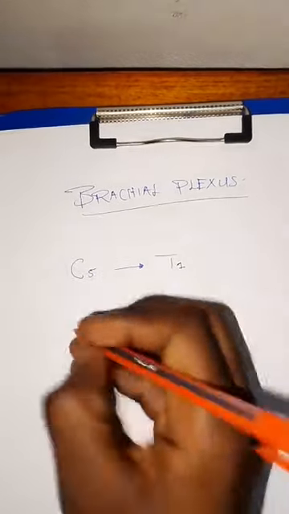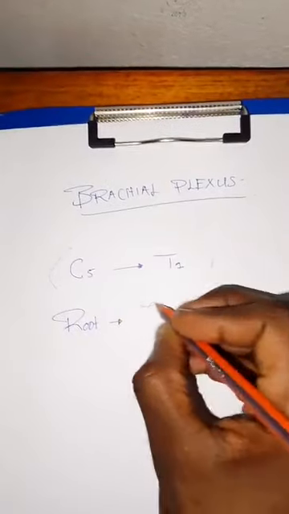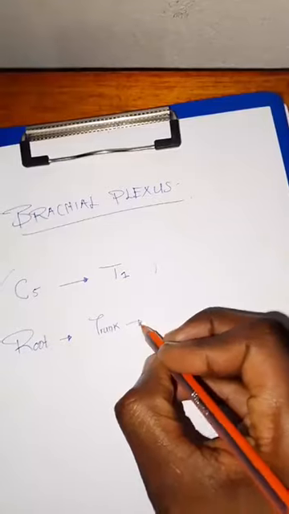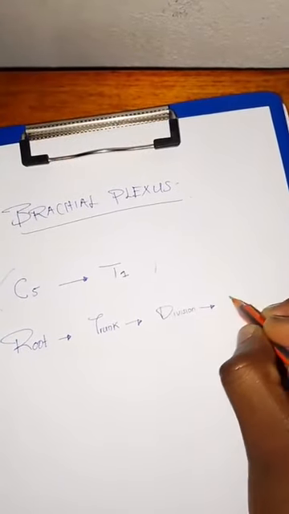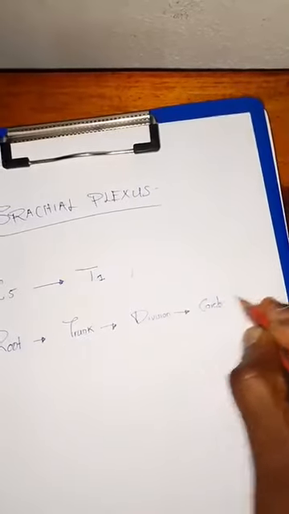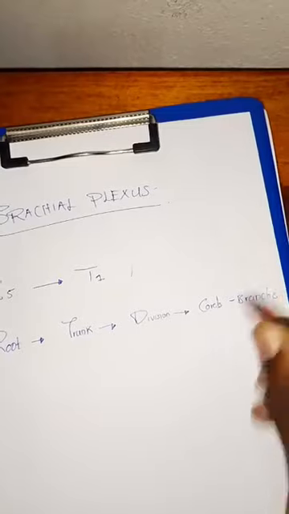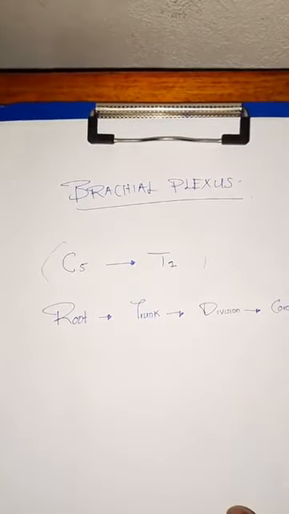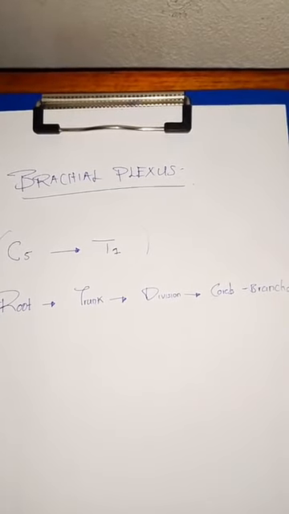So the brachial plexus basically involves, as we have talked about, roots. Then from the roots, we get what we call the trunks. Then from the trunks, we have the divisions. Then from the divisions, we have the cords. Lastly, from the cords, we have branches. That's how the brachial plexus is. So first we have the roots, then the roots give rise to the trunks, the trunks give rise to the divisions, the divisions give rise to the cords, and the cords give branches.